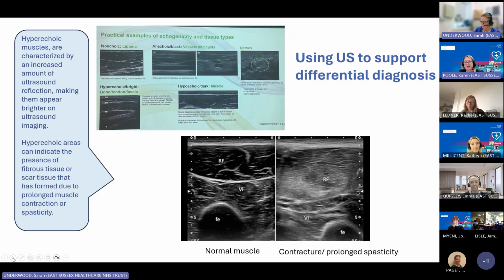So if you look on the screen, you can see on the left at the bottom a normal muscle, quite sharp and bright. And the one on the right is somebody with a prolonged spasticity. And actually it looks much more diffuse and more white. So actually prior to us undertaking an injection, we can start to be really clear in terms of whether we think botulinum toxin is going to be amenable, but we can also work with patients and families to understand and manage those expectations of what we might see. So if we can move on, Sarah.